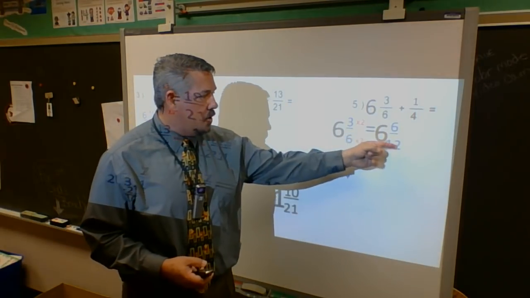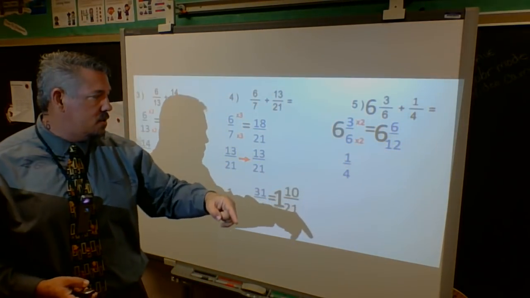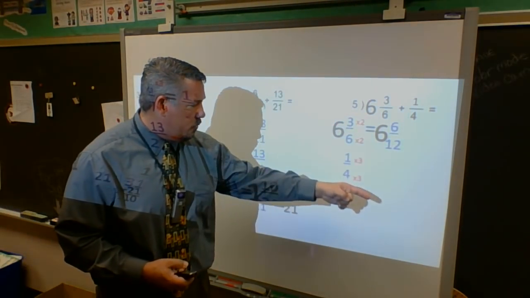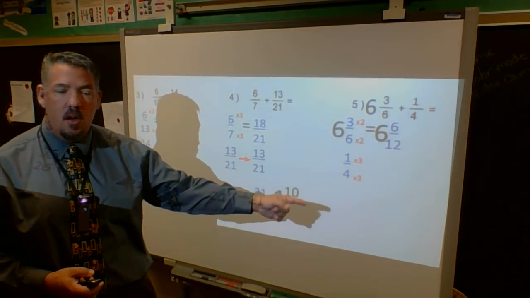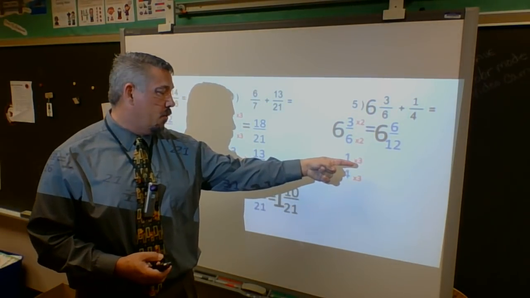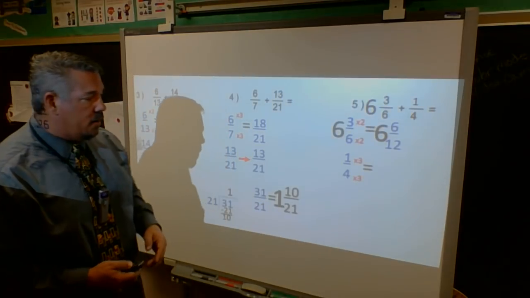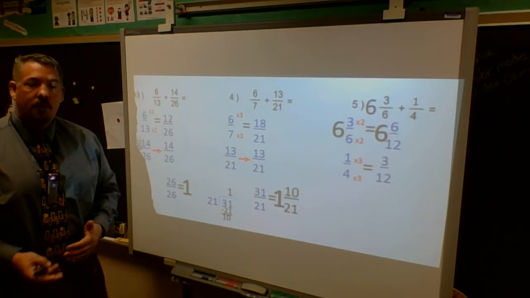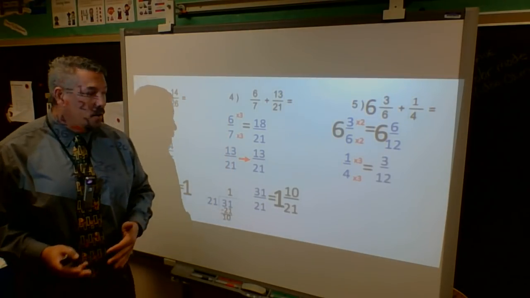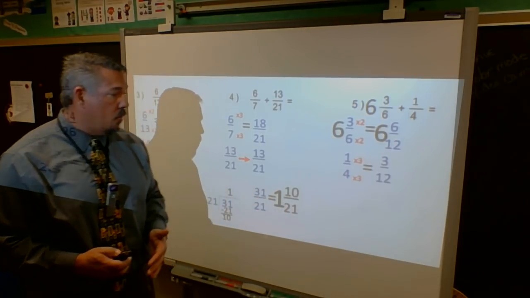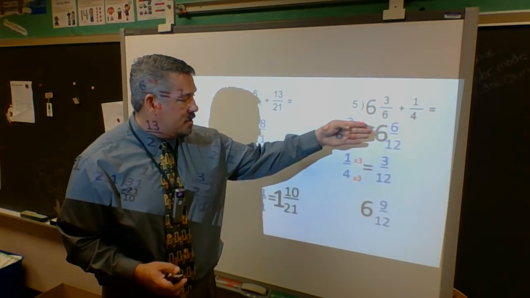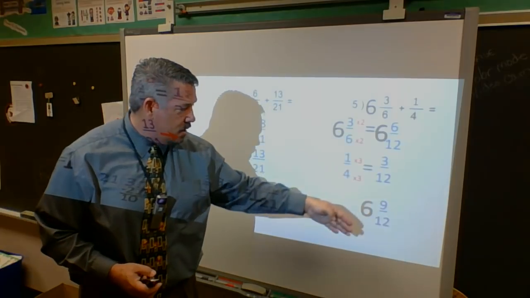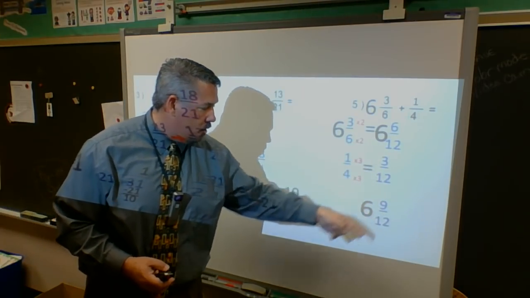But the 6 times 2 is my 12, and my 3 times 2 is indeed 6. So what am I doing to 4 to get 12? Well, I'm multiplying it by 3, which means I have to multiply my numerator by 3. So when I do that, I get 3/12. Now I have a common denominator. Now I can add the numerators. So when I do that, I get 6, and 6 plus 3 is 9. 9, keeping my denominator of 12.